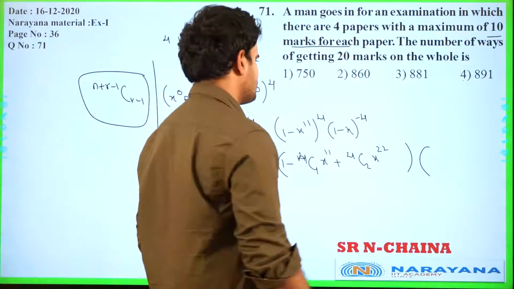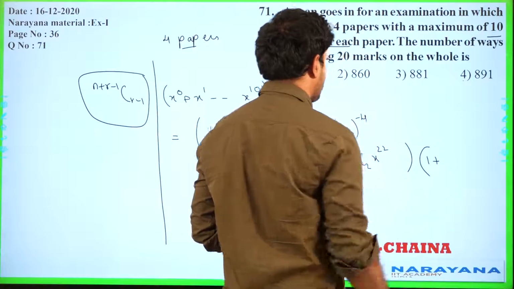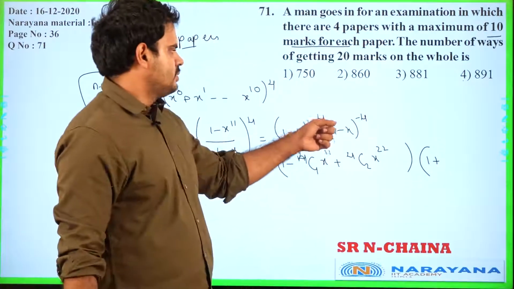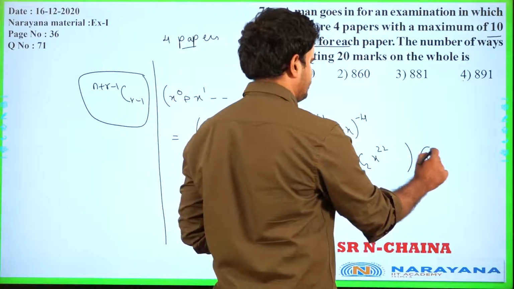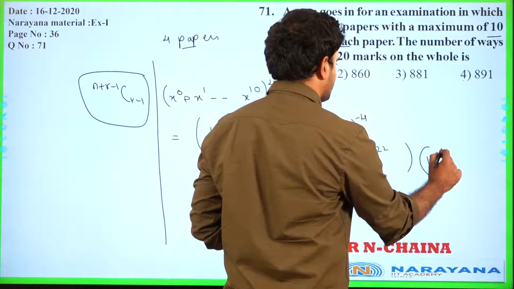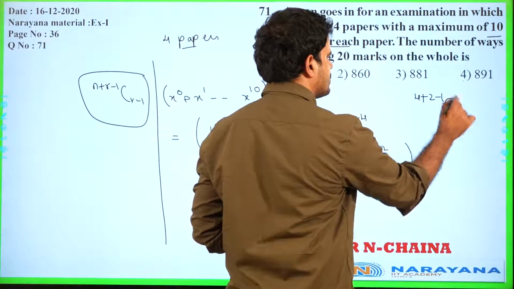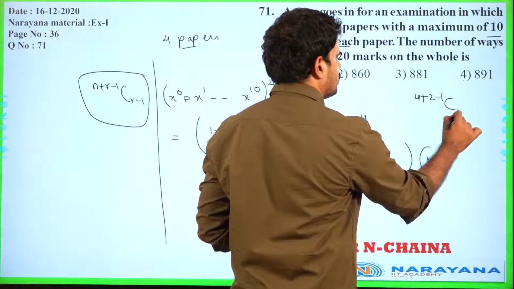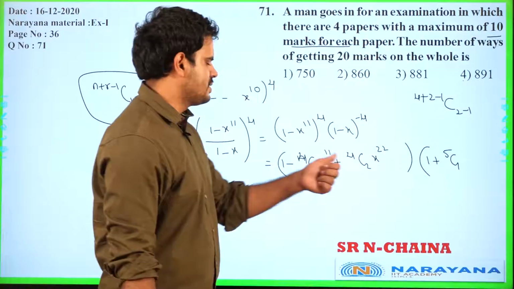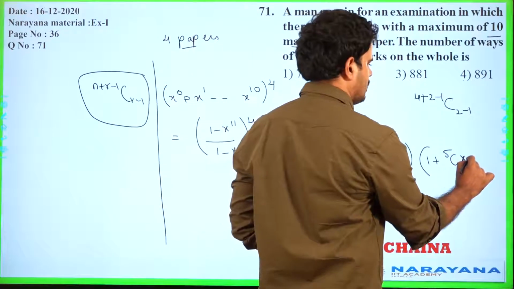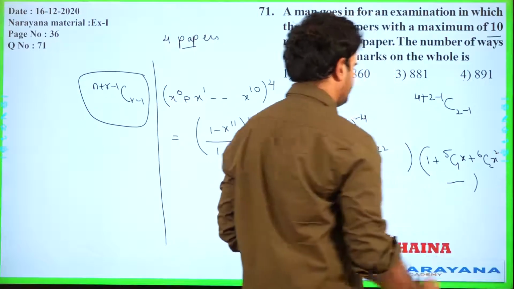So what are the terms? It becomes 1 plus the second term, 4 plus 2 minus 1 C 2 minus 1, which becomes 5C1 into x. Similarly, the next is 6C2 x squared and so on.